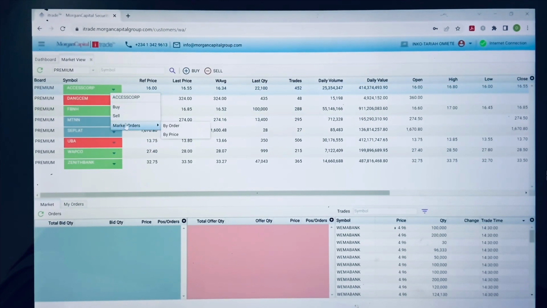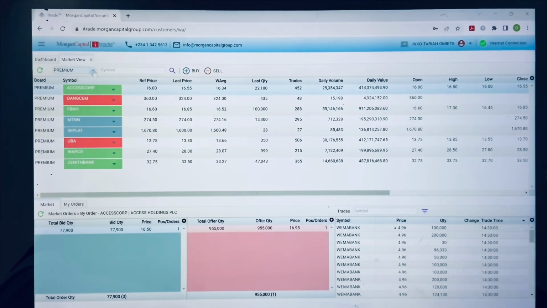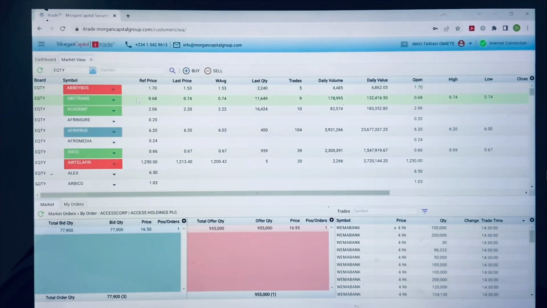But before you do that, you must analyze the particular stock you want to buy, and then you proceed to place your trade. Okay? Now, the point is, I told you there were 2 places to visit. The next place to visit is the equities. You click on equity, and then it brings you to the rest of the stocks arranged in alphabetical order.